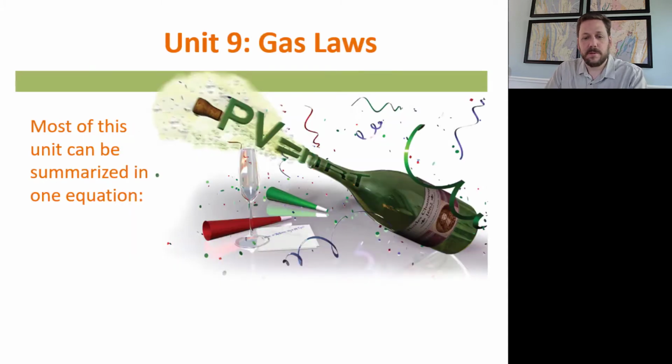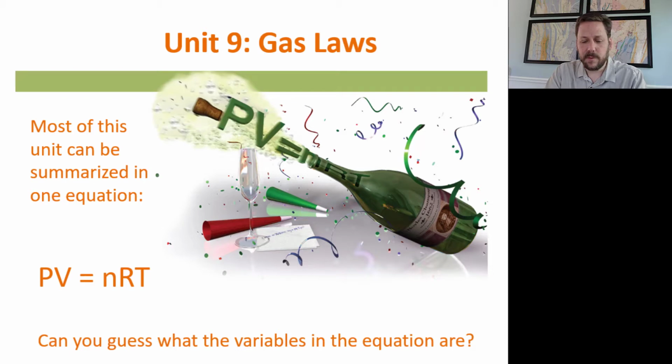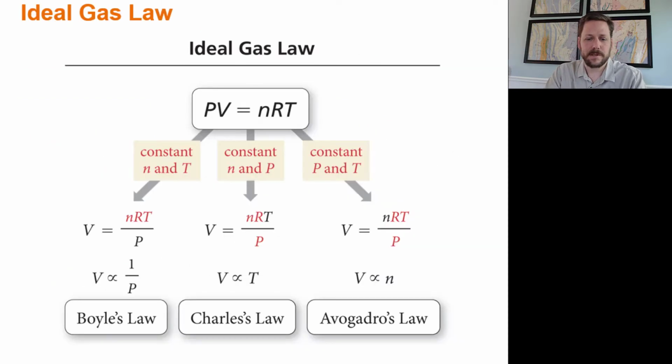You might remember at the beginning of the unit I said that we can summarize most of what we're going to study in just one equation, PV equals nRT, the ideal gas law equation. And we guessed a little bit about what the variables in that equation are. But then before we use this equation, I proceeded to talk about all these other gas laws like Boyle's law, P1V1 equals P2V2, and Charles's law, which can be written as T1V2 equals T2V1 and so on. And these are really all summarized in this ideal gas law.